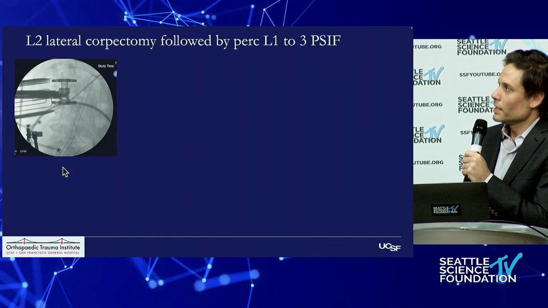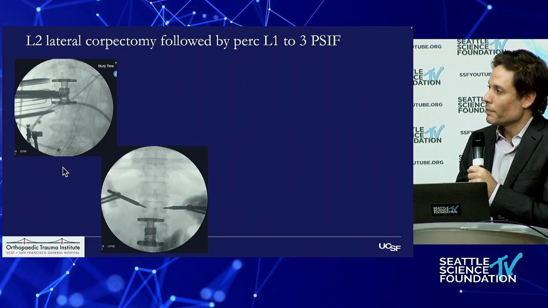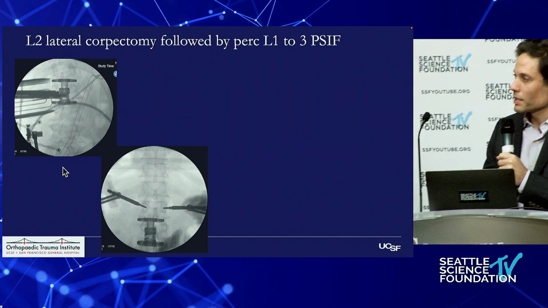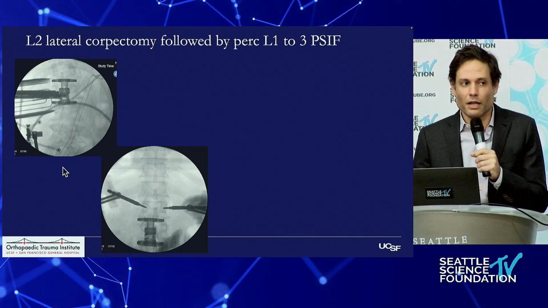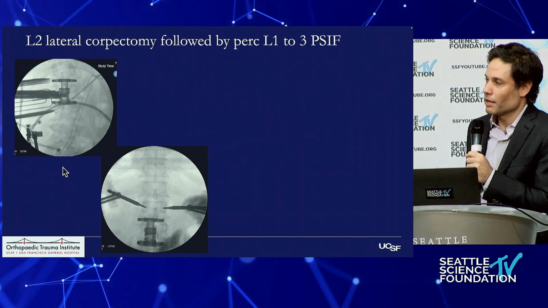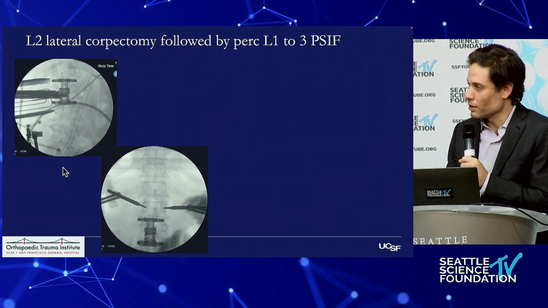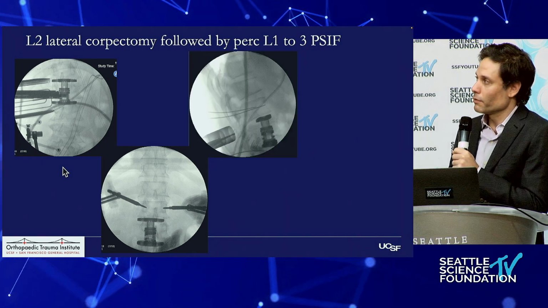And so went in and did an L2 corpectomy. We got our cage in, and then instrumented him posteriorly. So decided to do this percutaneous. He was neurologically intact, so he did not need any sort of decompression. And with the corpectomy there, I wanted to fuse him. So even though we're doing this percutaneously, it doesn't mean we can't. We could still fuse this.